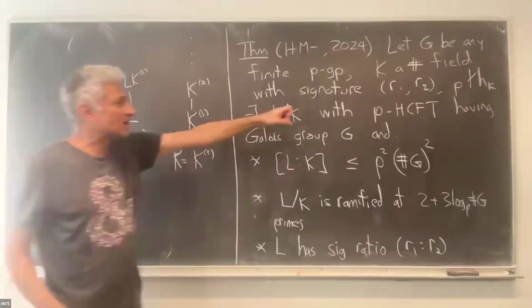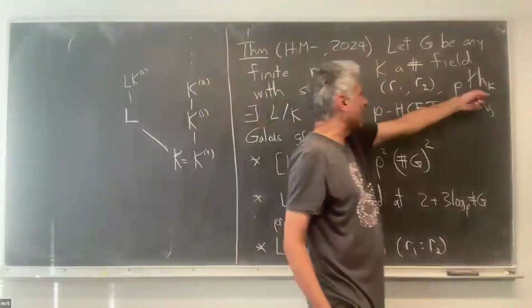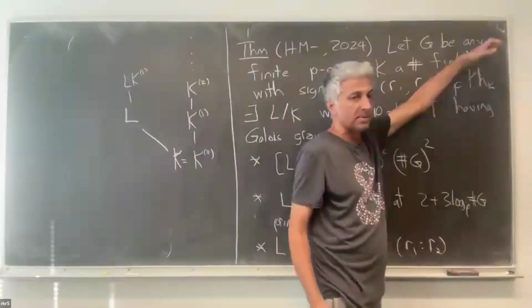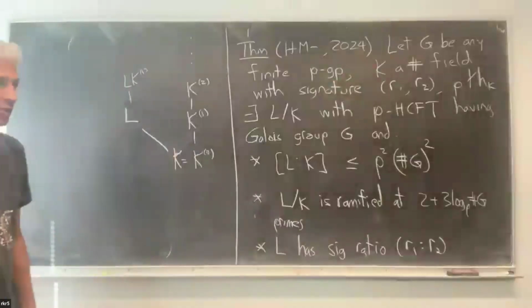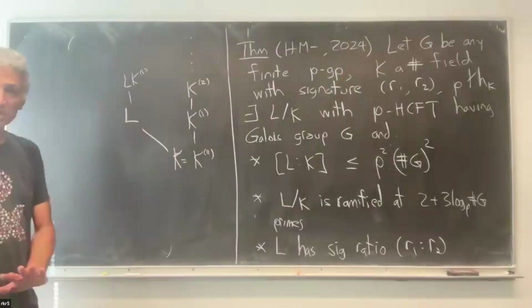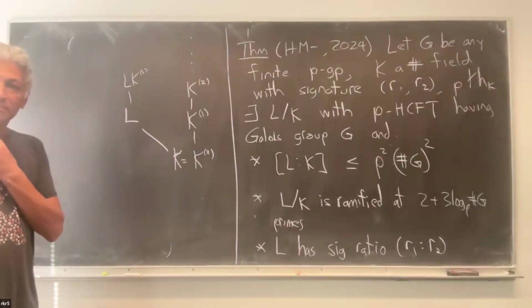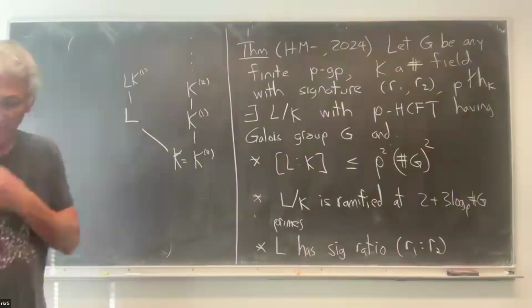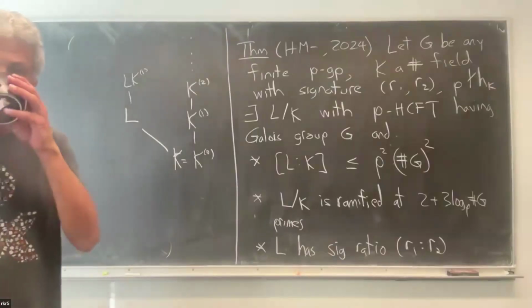So you have to have this assumption, or at a minimum that the P Hilbert class field tower terminates at some point. Otherwise, the theorem can't be true. Does that answer your question? All right, that's okay. So also there are conditions, the fact that K contains the roots of unity?